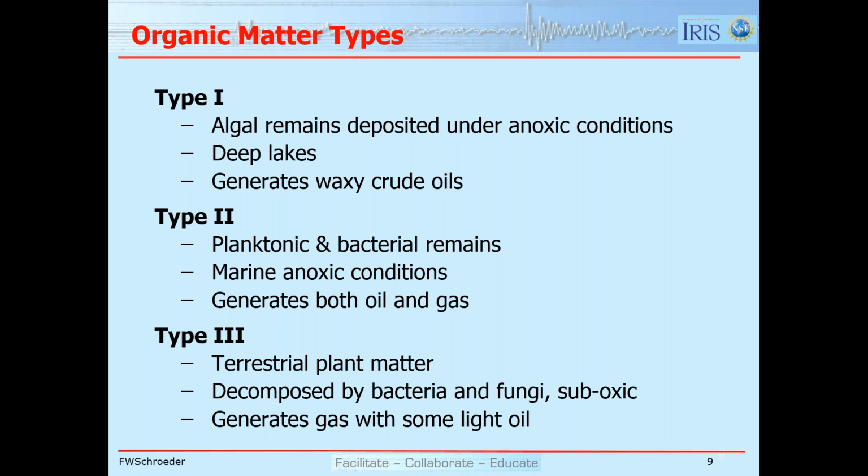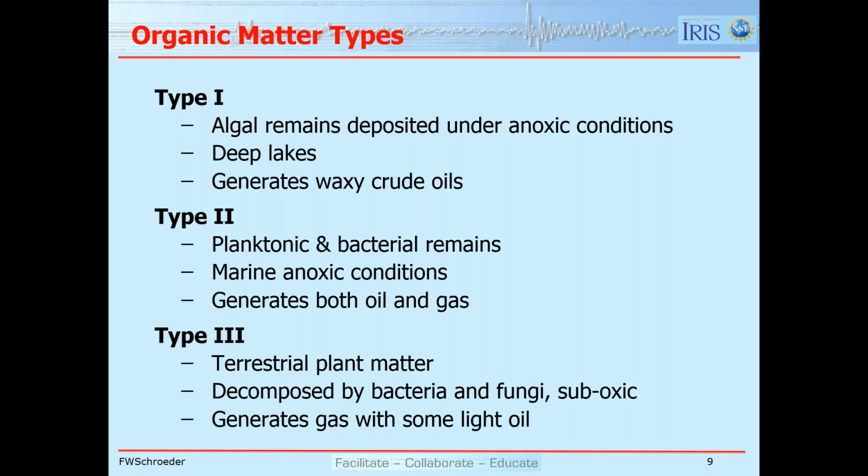Type 2 organic material is planktonic and bacterial remains. These are marine critters. Again, if the environment is anoxic, low in oxygen, we have a better chance to preserve it. And type 2 organic material will generate both oil and gas.